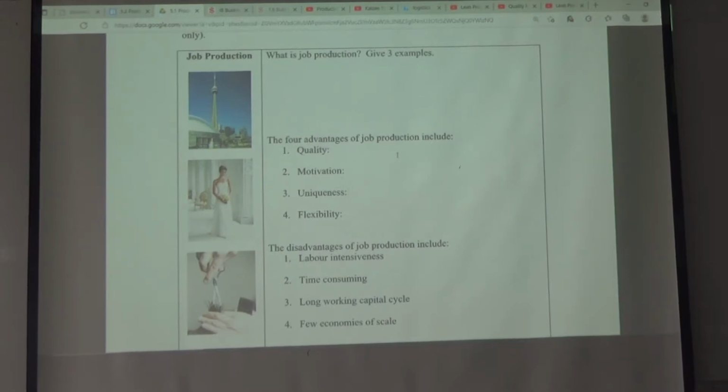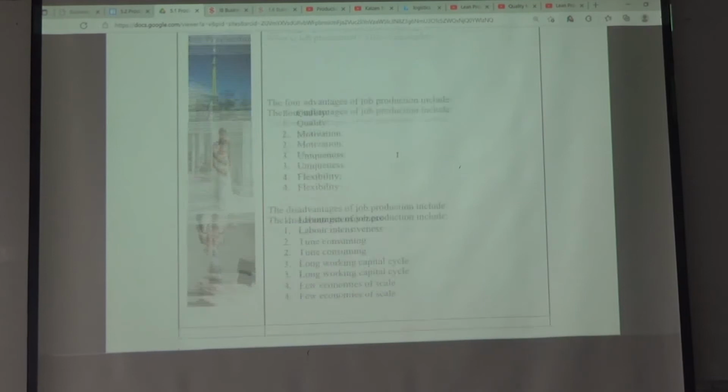But these disadvantages continue. There's a lot of labor, so there are a lot of labor costs. It often cannot be done quickly, and that means the working capital involved, especially in a big building, is going to be tied up for a long time. You're not going to get that working capital back until the building's finished in a year. You have to have a lot of working capital and almost zero economies of scale.